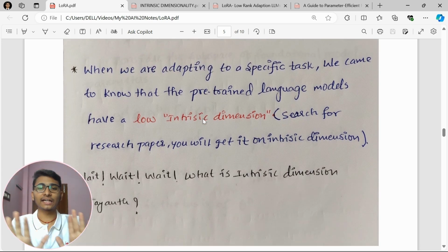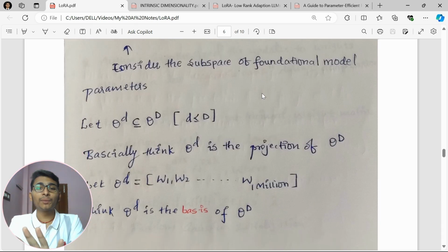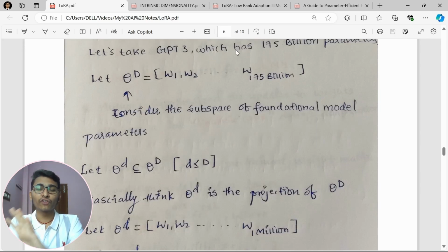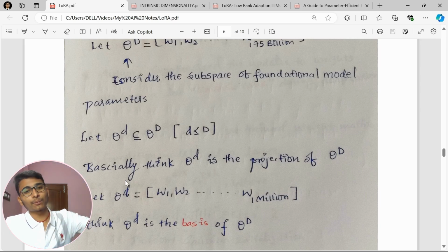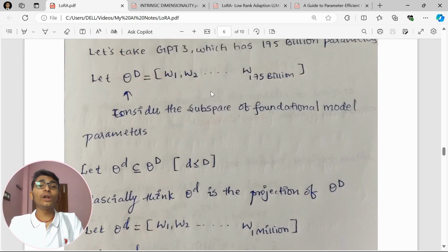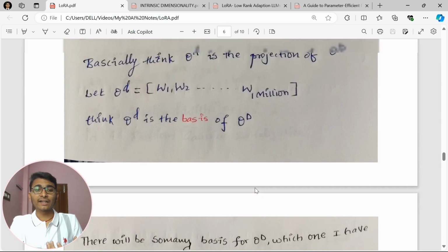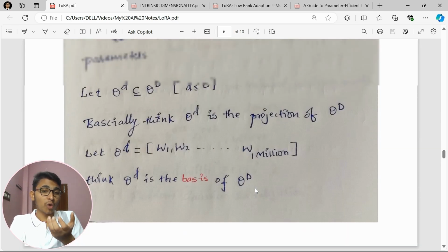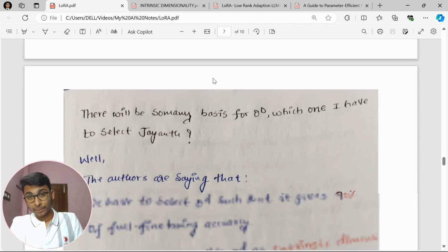Let's imagine theta D consists of all the 175 billion parameters of GPT-3. Now the authors are saying, during optimization, we don't need all of these 175 billion parameters. We only need some of them. How to find those is a different approach, by linear projection. Different projections are there to get that, but we are not concerned with that. What they are telling is that for optimizing during fine tuning, we don't need all these weights. We only need a smaller subspace of them. Consider this as a space, and a smaller subspace, theta small d, of only 1 million of them. And we all know that there will be so many subspaces for this 175 billion space.